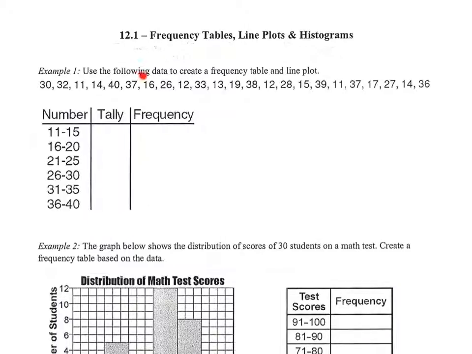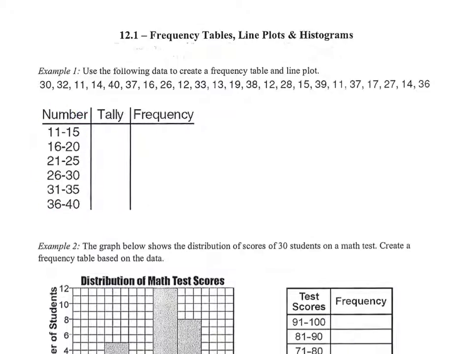Use the following data to create a frequency table and line plot. So a frequency table is where you look at this data. Data is pieces of numbers, or they can be words, that are collected, and you're going to organize them. This table has already started to organize us.